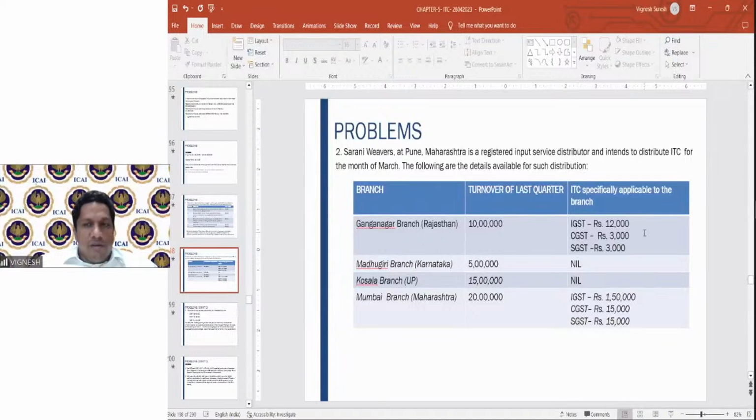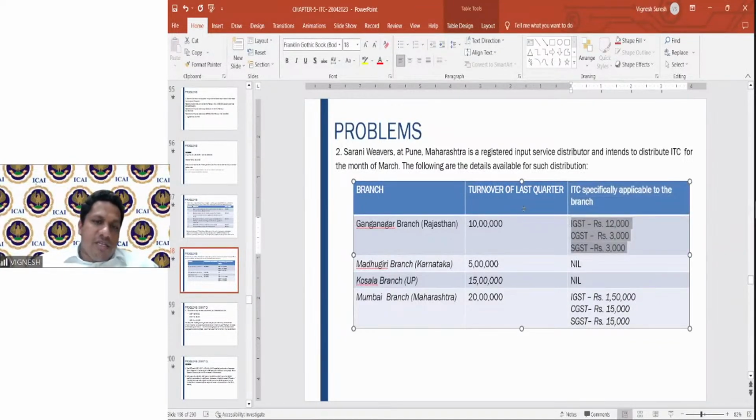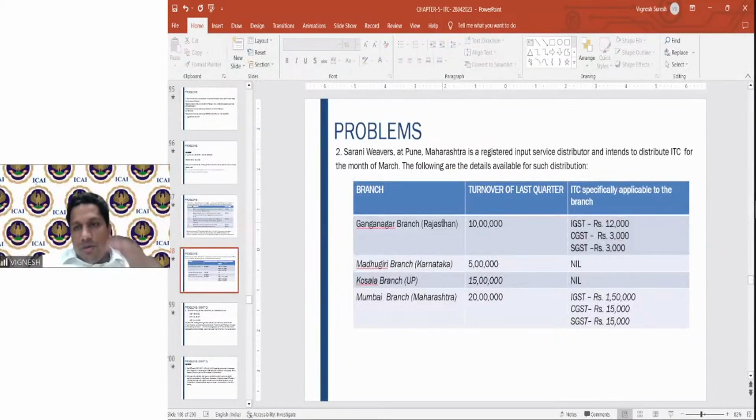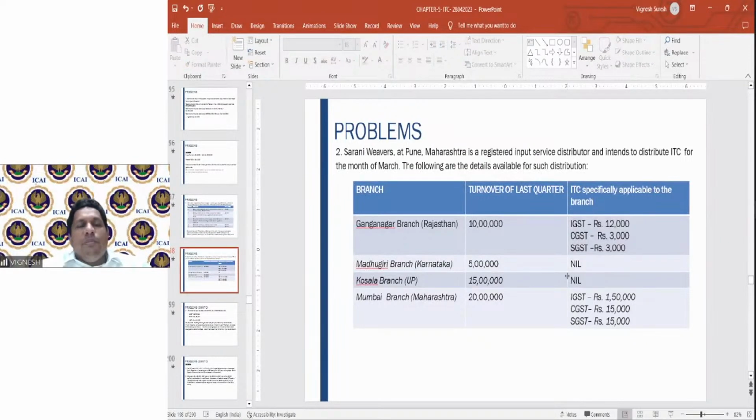Why did you distribute this one? So these three you have to distribute as IGST. Why IGST? Because it is in Rajasthan and the input service distributor is in Maharashtra. As I told you, there are two types of ITC. One which is specifically attributable to the branch, and one is the common ITC which you have to segregate as per the turnover. So this is specifically attributable to the branch. Therefore, in this particular situation, this 12,000, 3,000 and 3,000 will be distributed as IGST to the Ganganagar branch.